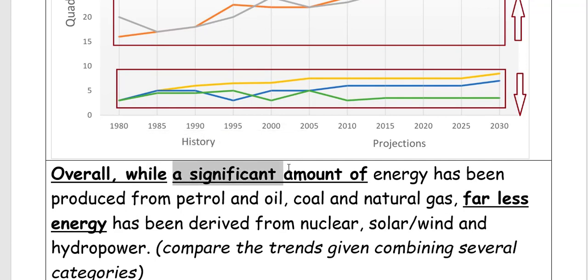And then a significant amount of, and this whole phrase basically means much energy, but this sounds much better, it sounds more academic. So while a significant amount of energy has been produced, pay attention to the grammar tense that I have used. I've just used the present perfect, right? Because we're talking about the result, okay? The result that has happened by now. So has been produced from petrol and oil.